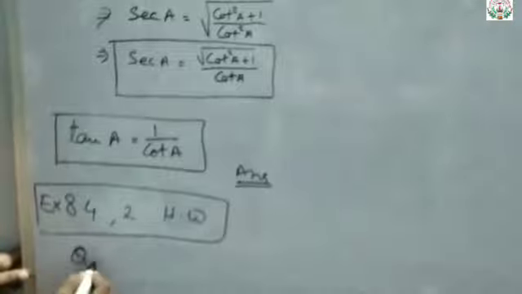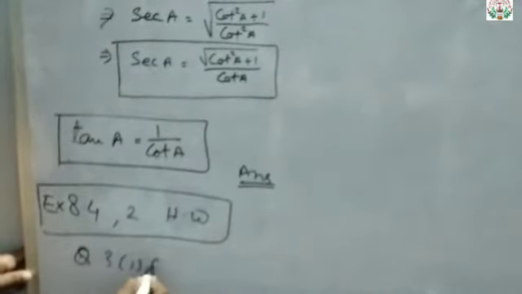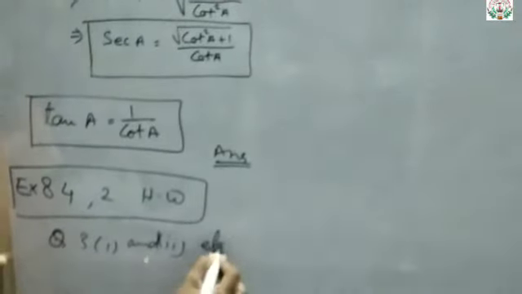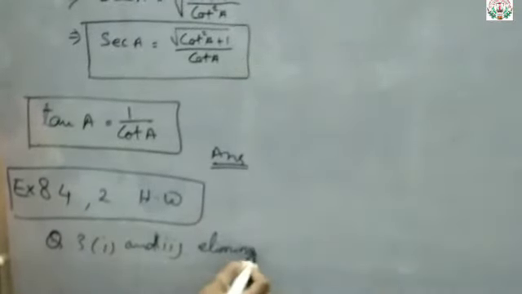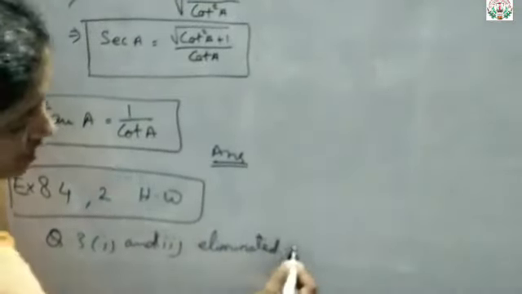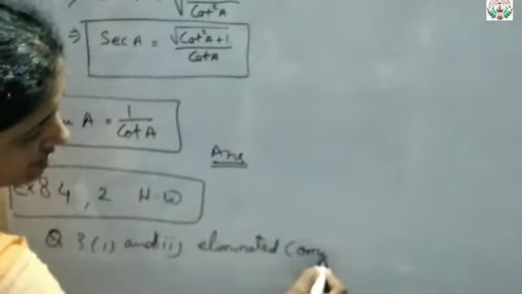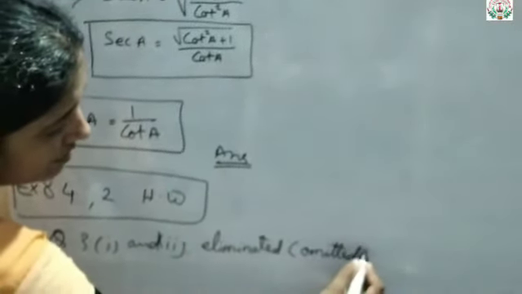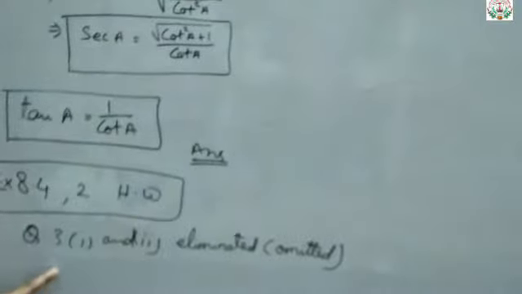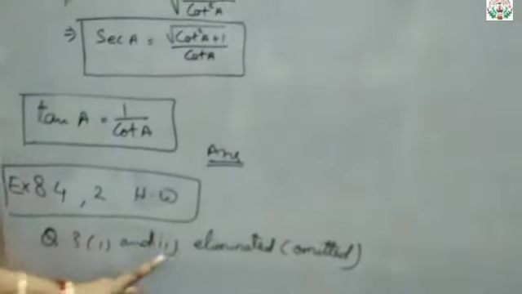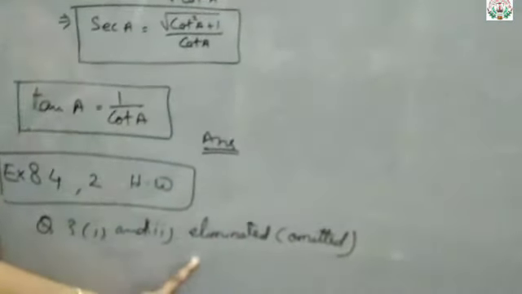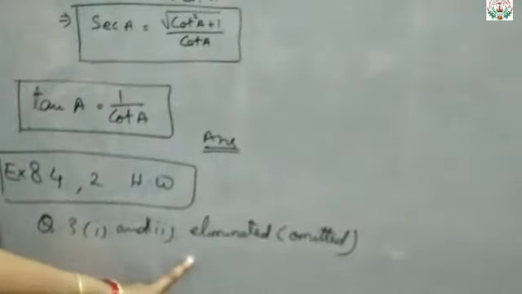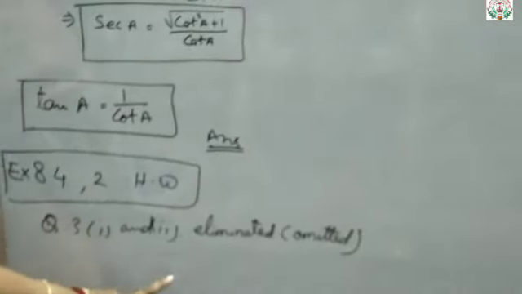And question number 3, first part and second part both are eliminated, or you can say omitted, from your syllabus for this time. Omitted. Okay, question number 3, first and second part is omitted or eliminated for this year only. Okay, now let us see the fourth question.